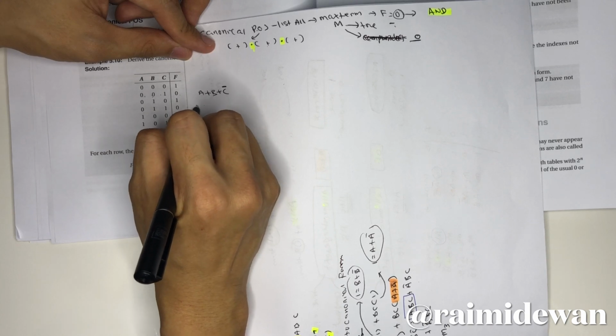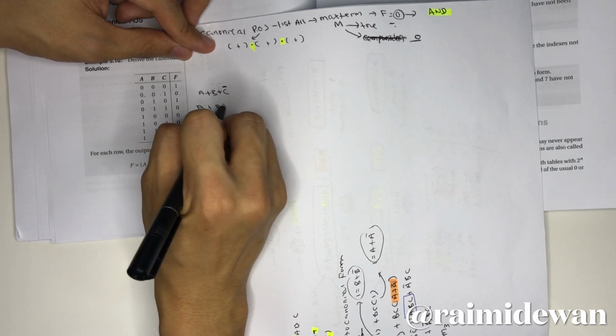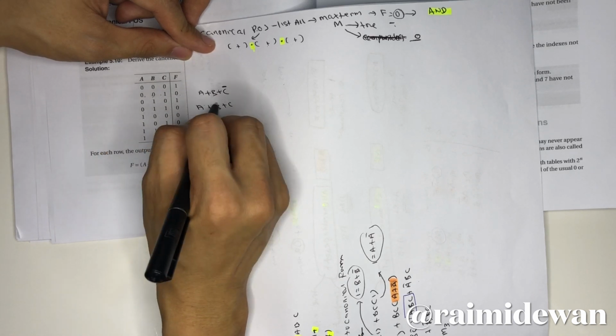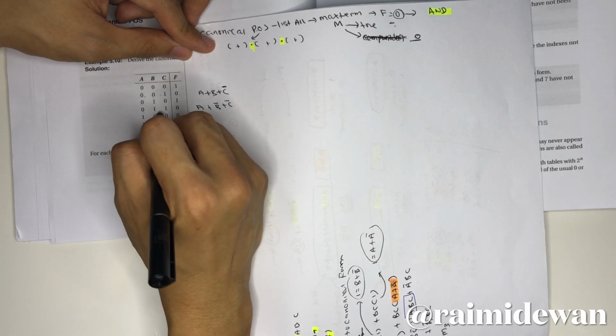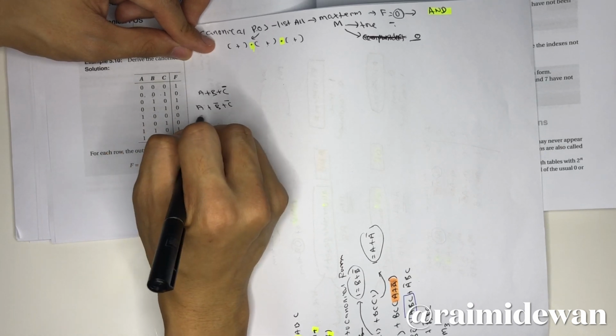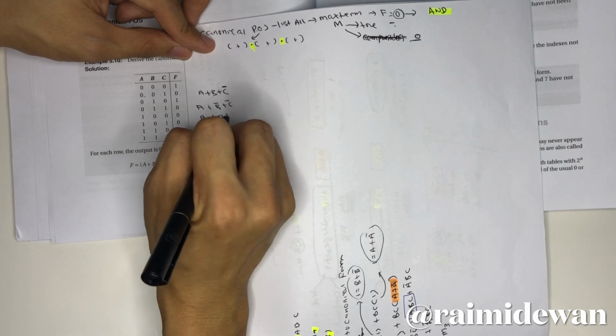0, 1, 1. Okay, is 1, A plus B plus C again, but we need to assign, okay? So this one is 1, 1, so it's inverse, and the result in function is 0. Another one, this one also results in 0. So it is A plus B plus C, okay?